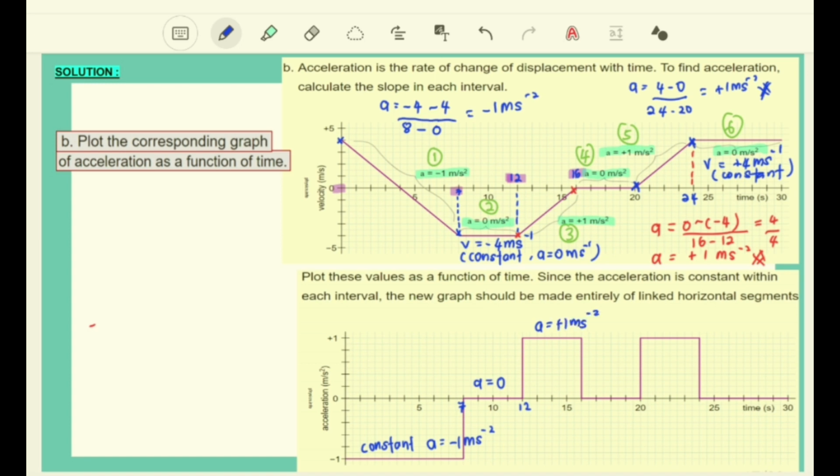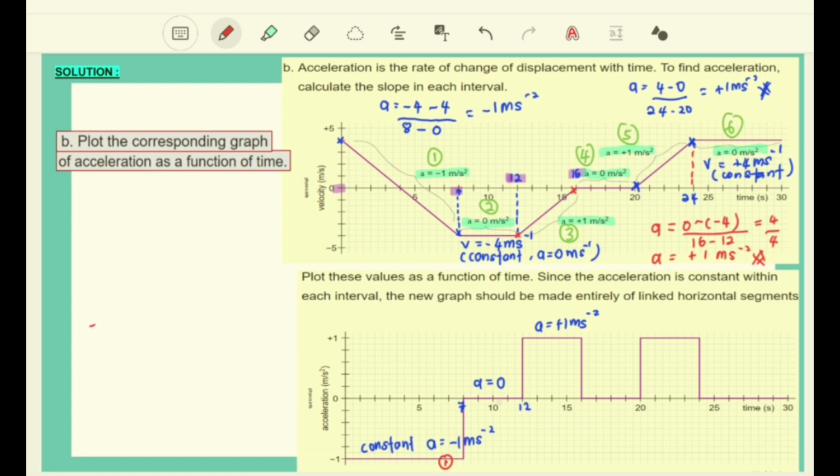Positive 1. And then from 16 to 20, A is equal to 0. From 20 to 24, we have calculated the acceleration. A is equal to positive 1. Then 24 to 30 seconds, come back to A equal to 0. So we can do it well. So this is graph 1.